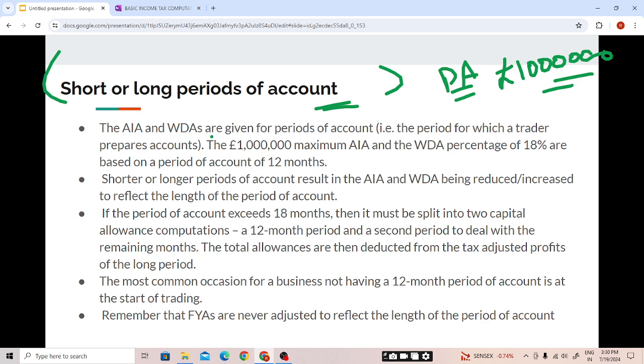The AIA and WDA are given for the period of accounts. That is the period for which a trader prepares accounts. The 1 million maximum AIA and the WDA percentage of 18% are based on a period of accounts of 12 months.